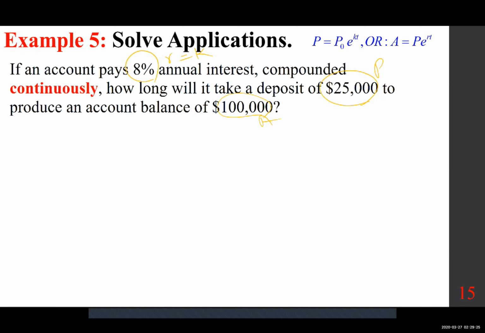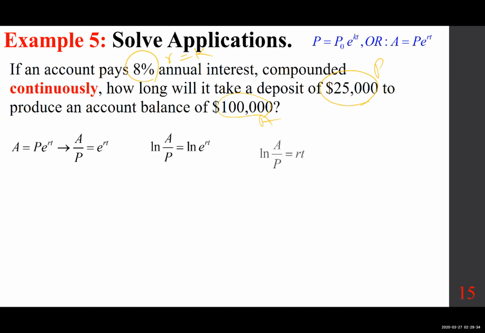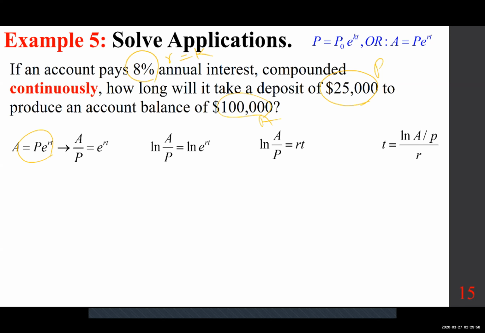So A equals P e to the power of RT. A over P is e to the power of RT. I want to show you this for one reason and one reason only. The time is ln of A over P divided by R in general, if we want to go through that process. Why am I putting this up? I want to make sure everybody understands why I'm putting this up. If somebody asks you, given this equation, how do you solve for T, then you end up with that, okay?